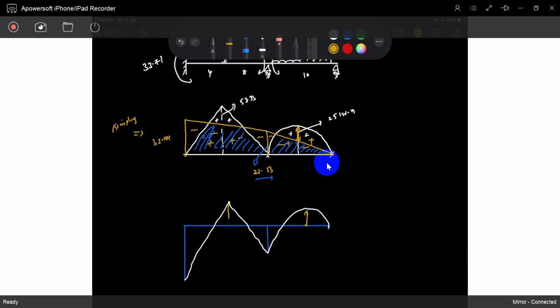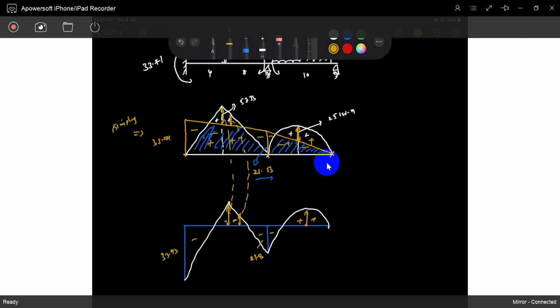This is the value of this value. What is that value? That value is this value. Both are equal, the same thing. Observe it. Both are equal; you can represent anything. 33.73, and this is 21.53. Negative, negative, negative; this is positive, positive, positive. Okay, understood? So now try to draw the shear force diagram.